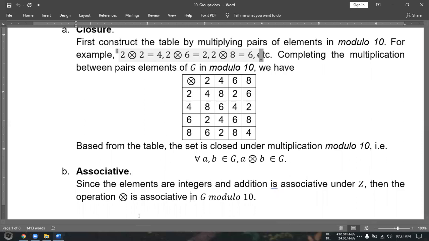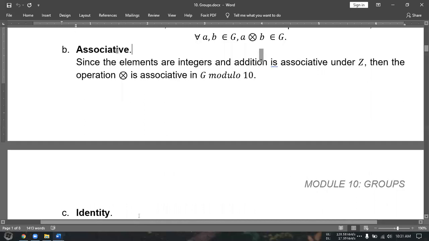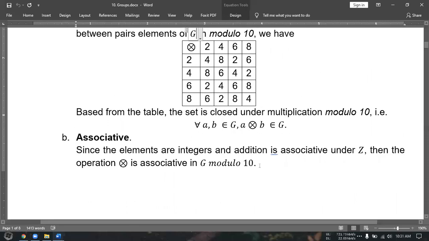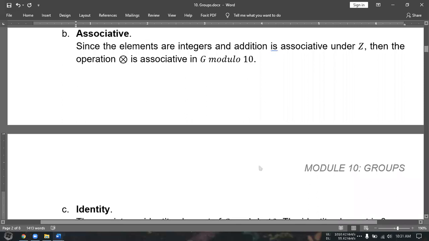Okay, to further illustrate this statement, let's try one example. Ba't bumaba siya? Dito na lang para makita ko yung table.